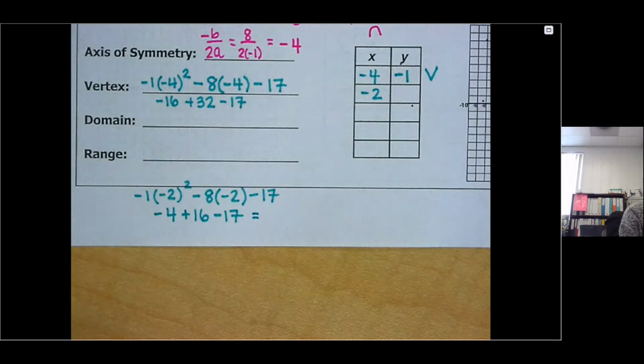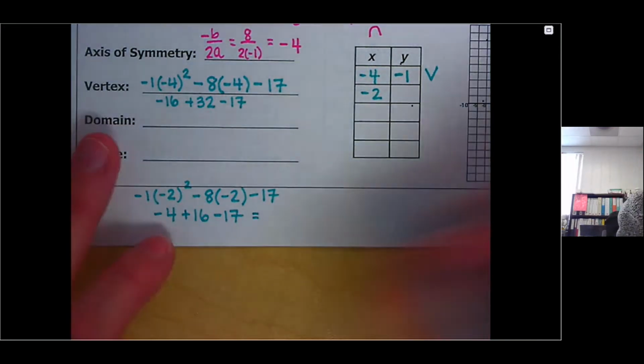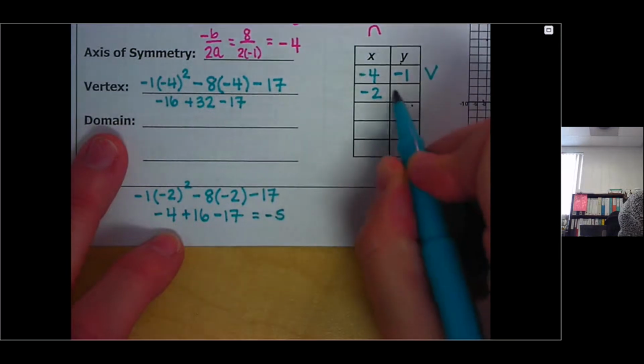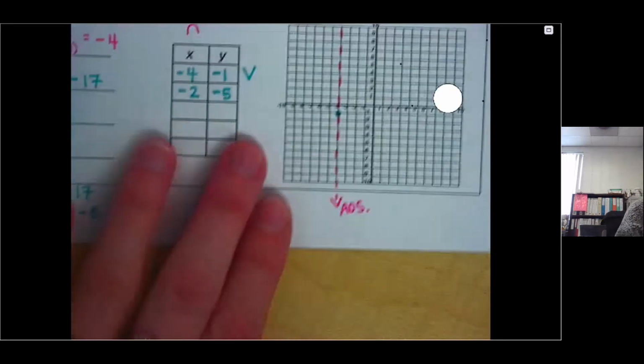No. How did you put it into your calculator? Well, no, because this is a frown face. It's going down. So if you got a positive, then that means your graph's going up. And we want a frown face. So that's negative five. All right, negative two, negative five. So plot that point.